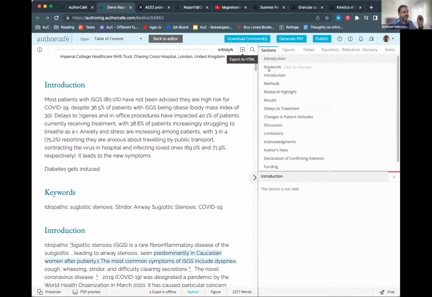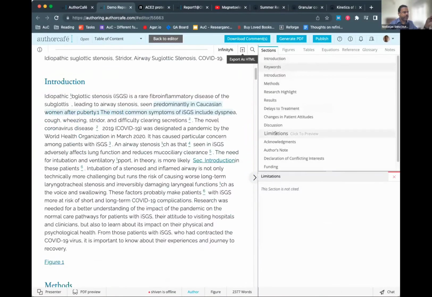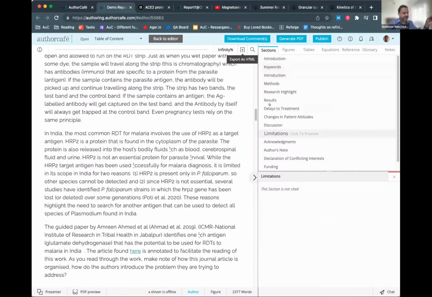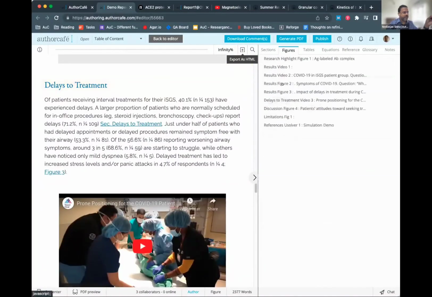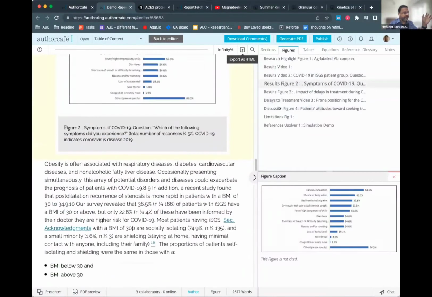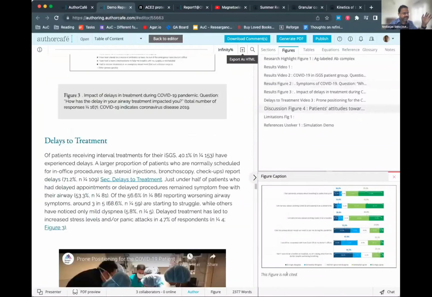sections. And this is where the beauty of HTML comes, that as a reader, once it will get published, I will be able to navigate through all of these sections, or I can go to all of these figures. It also tells me whether these figures are cited or not.